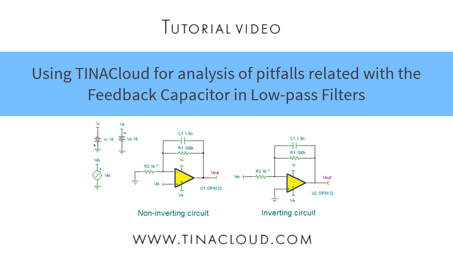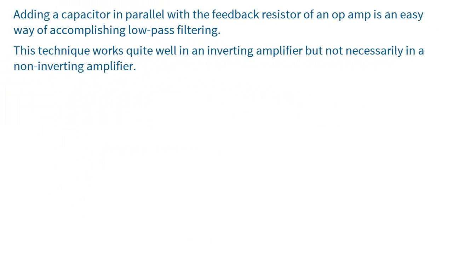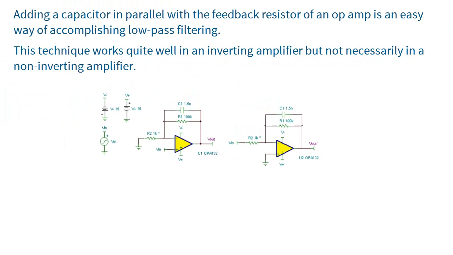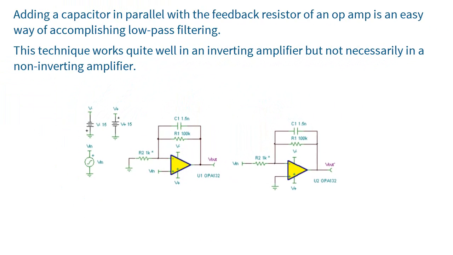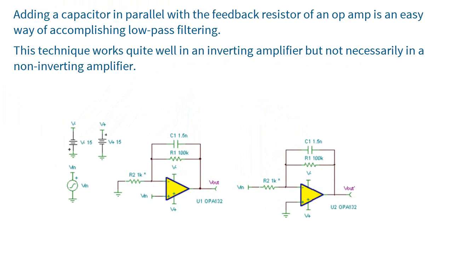Using TINACloud for analysis of pitfalls related with the feedback capacitor in low-pass filters. Adding a capacitor in parallel with the feedback resistor of an op-amp is an easy way of accomplishing low-pass filtering. This technique works quite well in an inverting amplifier, but not necessarily in a non-inverting amplifier.